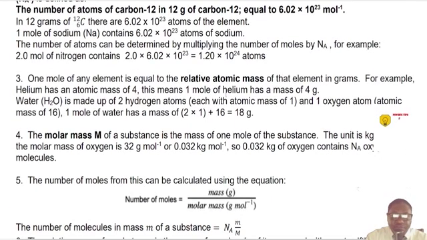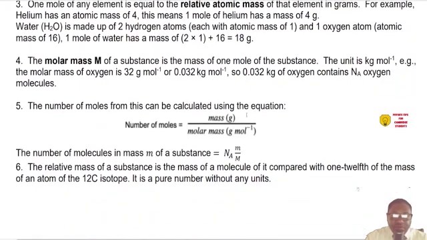Now, 1 mole of any element is equal to the relative atomic mass of that element expressed in grams. For example, helium has an atomic mass of 4. This means that 1 mole of helium has a mass of 4 grams. Water is made up of 2 hydrogen atoms and 1 oxygen atom. So the atomic mass of hydrogen is 1 and the atomic mass of oxygen is 16. So 2 times 1 for 2 hydrogen atoms and 1 times 16 for the oxygen one. So it will be 2 plus 16 giving you 18 grams.